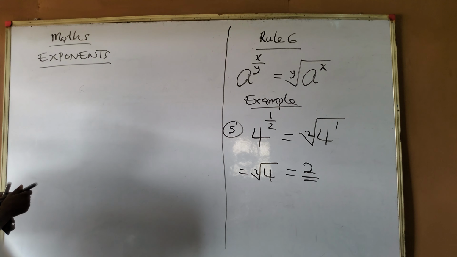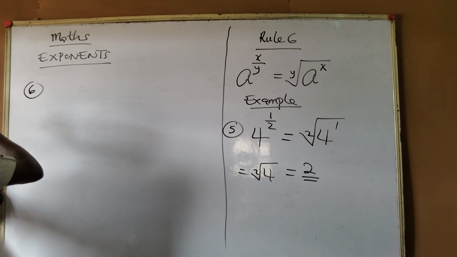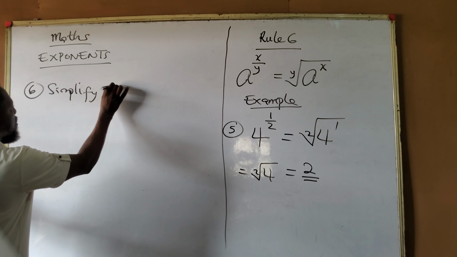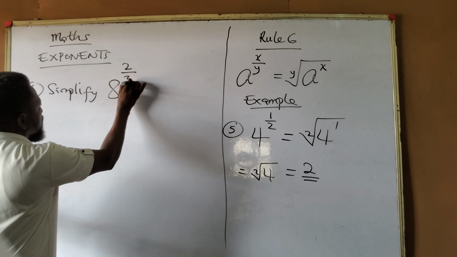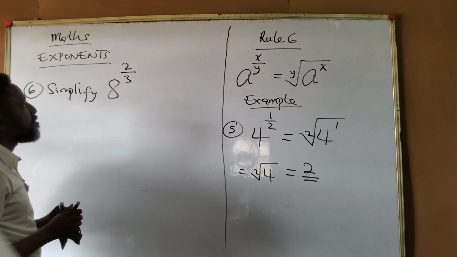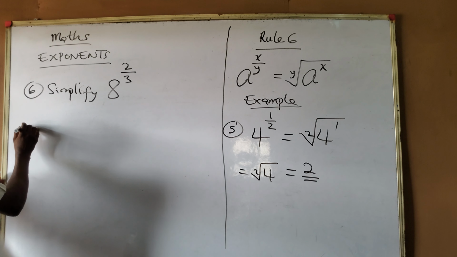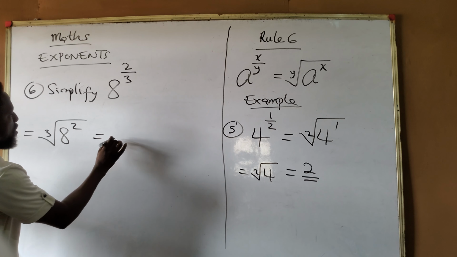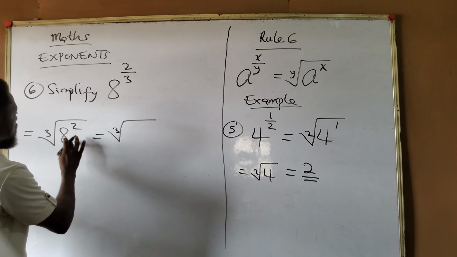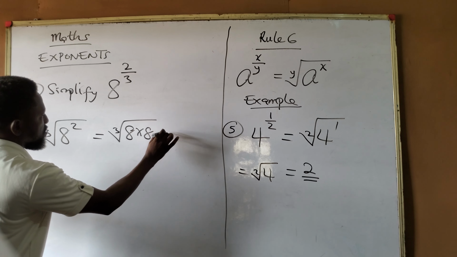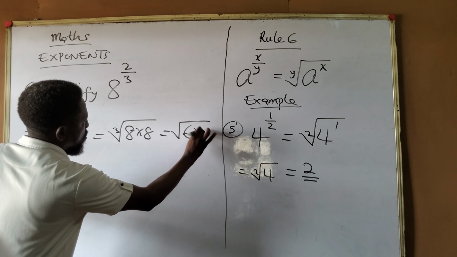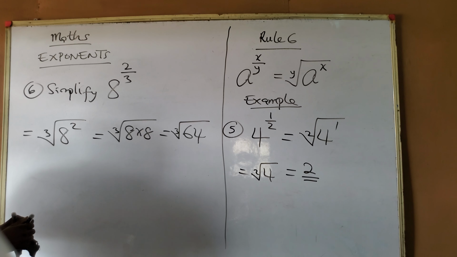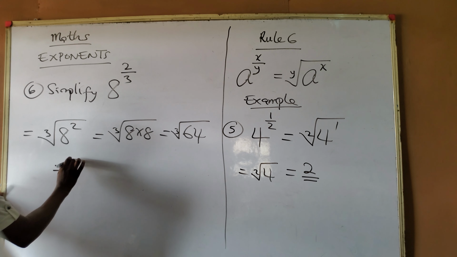Rule 6. Let's see example 6. Just to simplify, 8 raised to the power 2 over 3. Using rule 6, you can write this one as the cube root of 8 to the power 2. Of course, 8 raised to the power 2 is 8 times 8, and that will give us the cube root of 64. The cube root of 64 is the number that multiplies itself 3 times to get 64. And that number is what? 4.